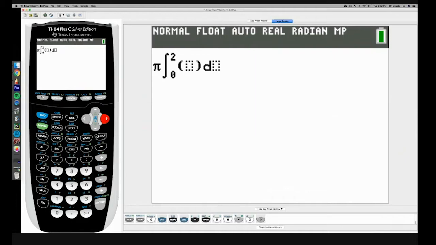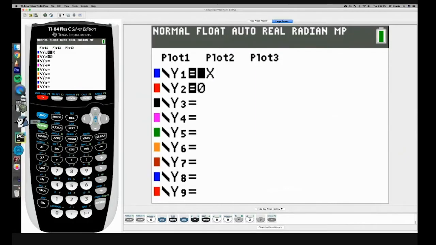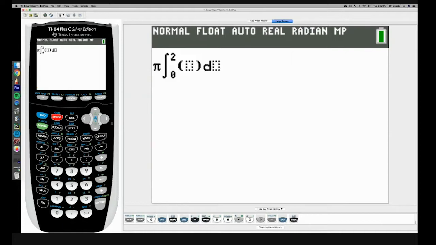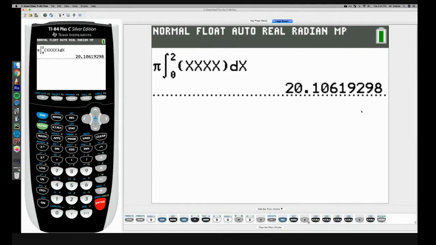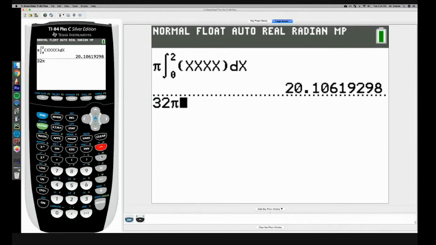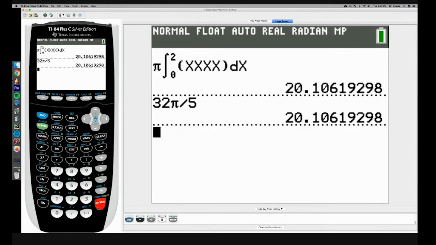Now we're using that y sub 1, which is x squared. I was going to put a y1 in there, but you really don't need to do that. This ends up being x to the 4th, so it's 1, 2, 3, 4, and then dx. Hit enter on that, and you get that. Let's see if that's equal to 32 pi over 5. Pretty sure it is. It is, boom.